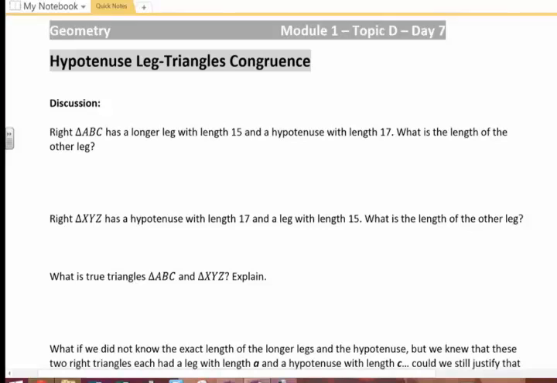So, let's say I have a right triangle ABC and it has a longer leg with length 15 and it has a hypotenuse with length 17. They want the length of this other leg. Well, how do I find the third leg in a right triangle? How do I find that? Ooh, I know. It's a squared plus b squared equals c squared.